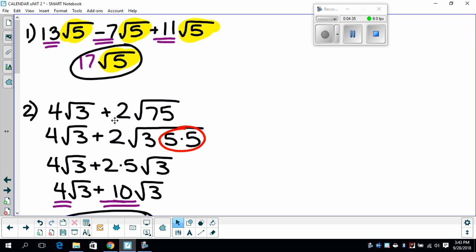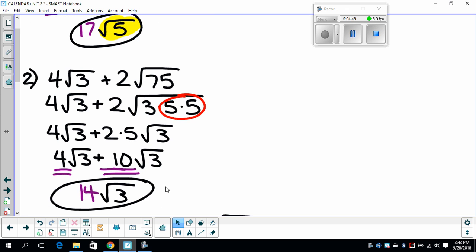So now, even though it didn't look like we had matching radicands, we actually do. So they can be combined. All we have to do is keep our radical the same and add our coefficients. So we get 14 times the square root of 3.